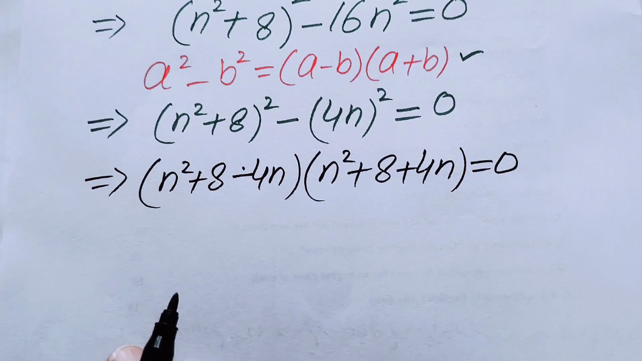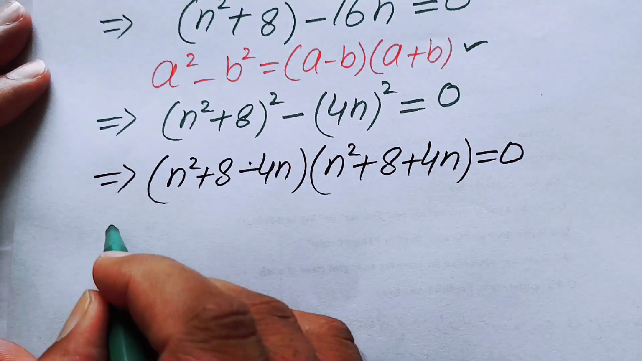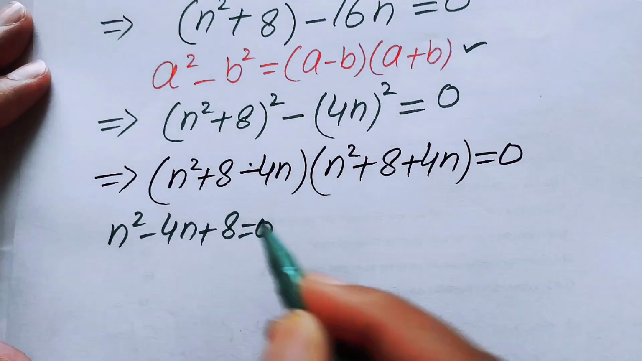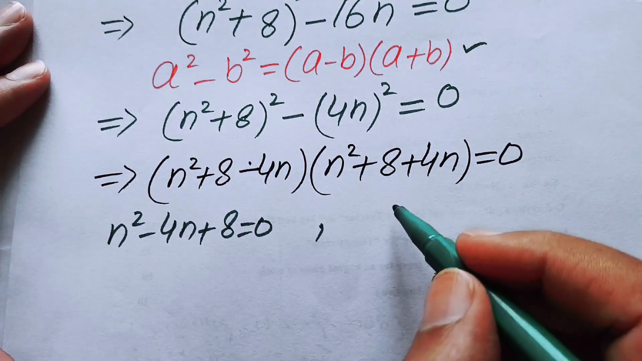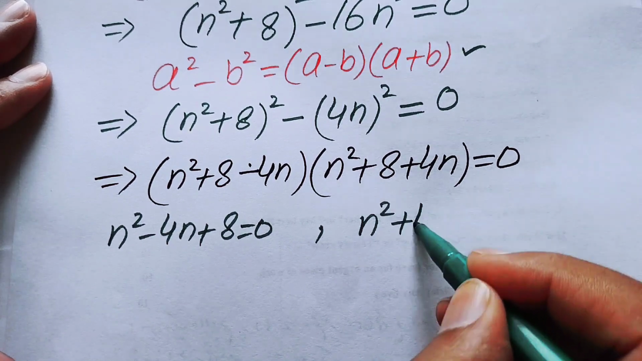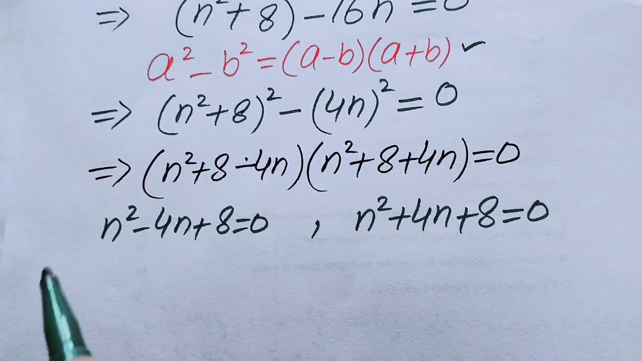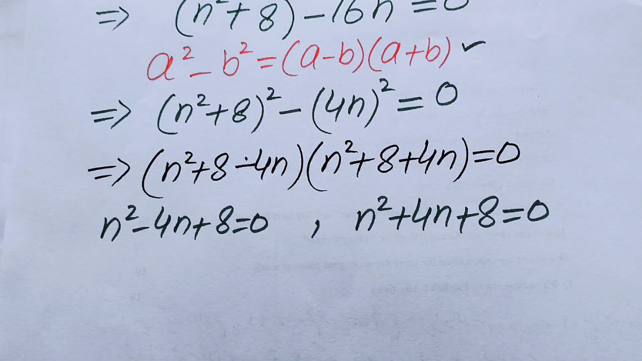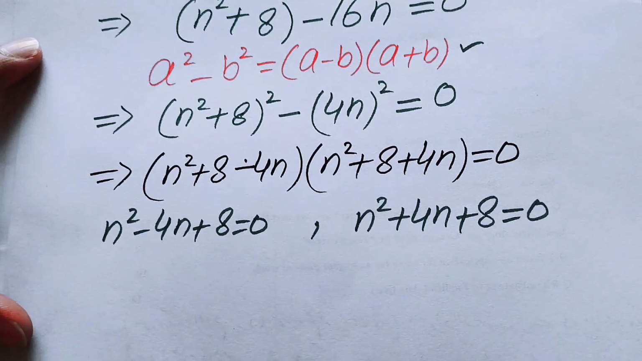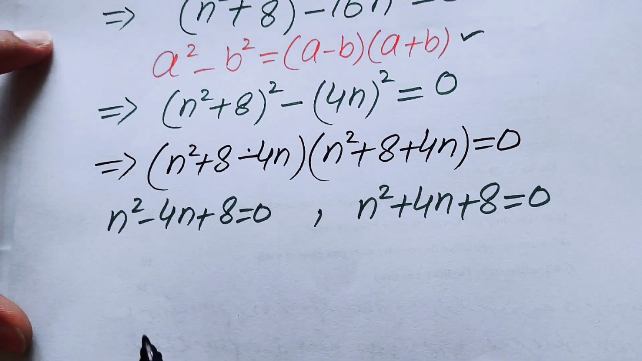After this step we have two cases. The first case is n squared minus 4n plus 8 is equal to 0, and the other case is n squared plus 4n plus 8 is equal to 0. So here we have these two cases, and now we can solve these two equations. You can see that these two are quadratic equations, so we can solve them by applying the quadratic formula.